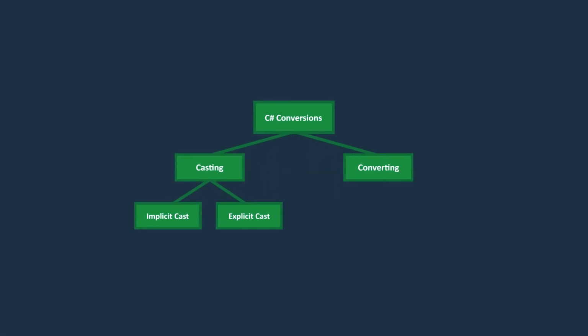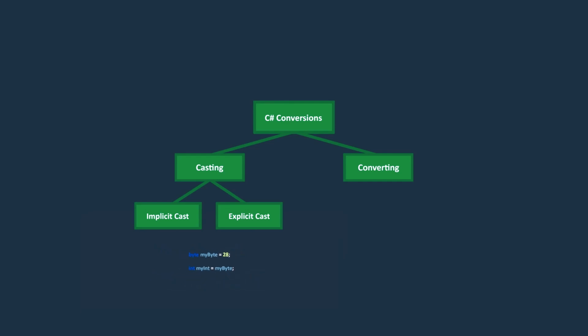Hello guys, welcome again. In the previous lecture, we mentioned that in C# there are two ways to change the data type of an integral value from one type to another type. And we discussed two types of casting, implicit cast and explicit cast. And as you saw, casting is used to convert between compatible types, like casting a byte to an int.